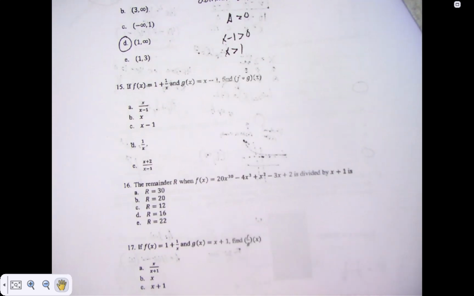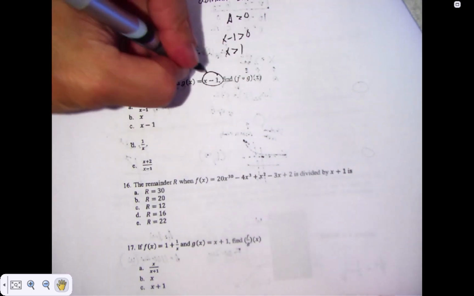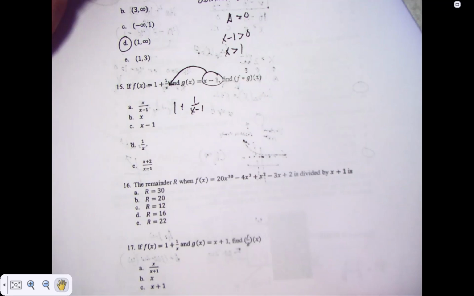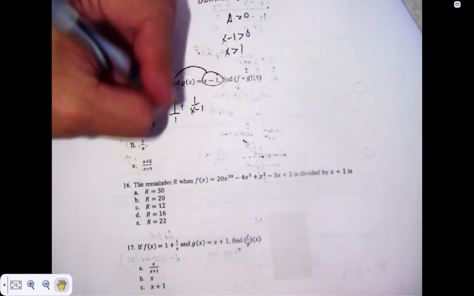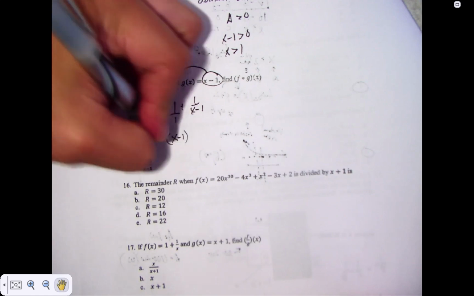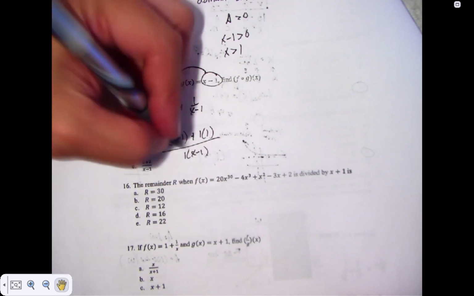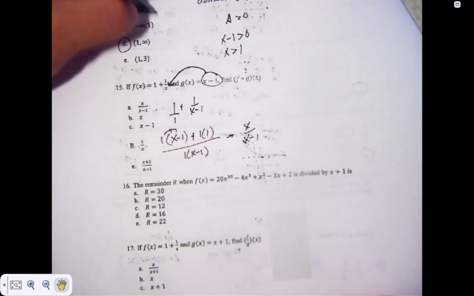If f of x is 1 plus 1 over x and g of x is x minus 1, find f composed of g of x. So we're going to take this and we're going to put it there. This becomes 1 plus 1 over x minus 1, which is not an answer choice. So we're going to do like a little butterfly here. We're going to give this one x minus 1. There's a plus, so a plus, 1 times 1, and the unified denominator is 1 times x minus 1. Now doing the distributive property and cleaning things up, we would have x over x minus 1, choice A.